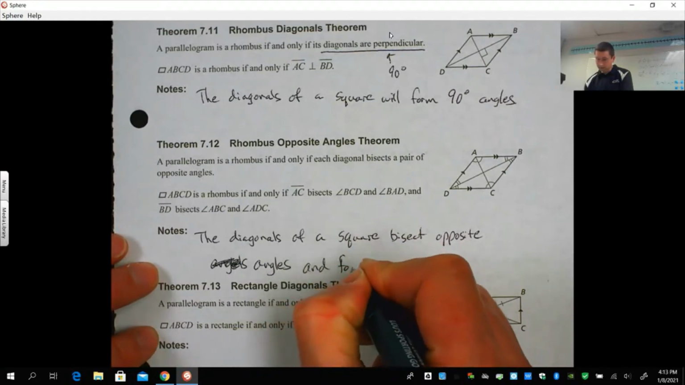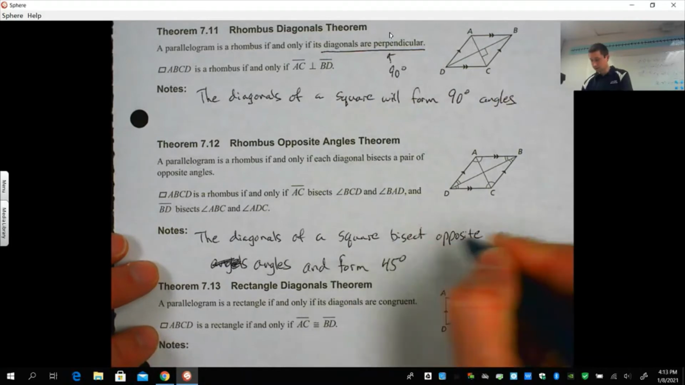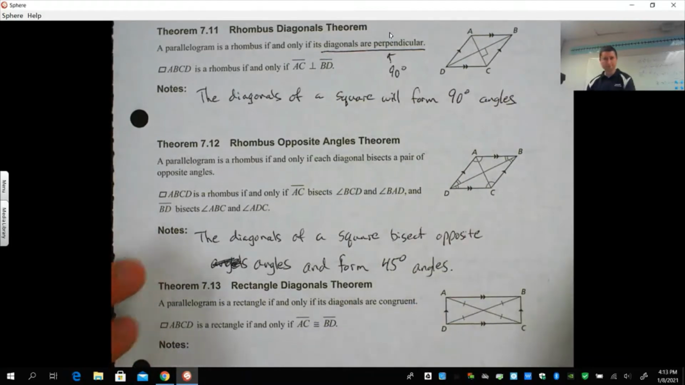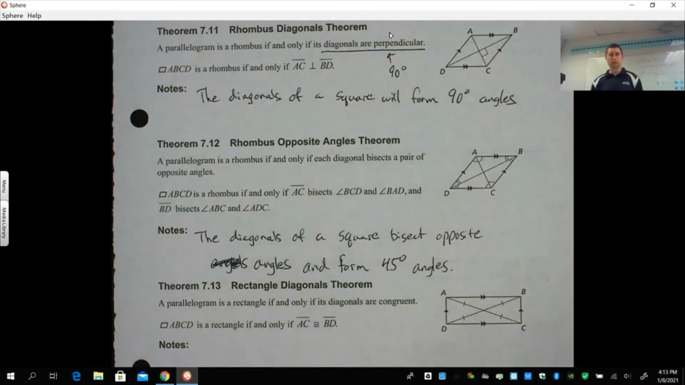Now for a square, if you bisect opposite angles, they're going to form 45-degree angles. So those are the things that are true for a rhombus. And consequently, they'll be true for a square as well. They're perpendicular, and they bisect opposite angles.